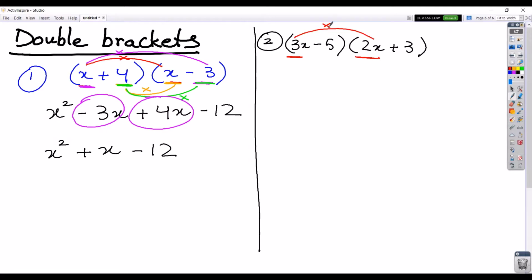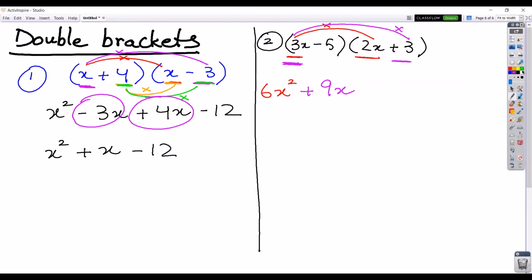To multiply them together, 3x times 2x, we're going to multiply the numbers and then the variables. So 3 times 2 is 6, x times x makes x squared. Now we're going to do the first term with the second term of the second bracket. So the first term of the first bracket times the second term of the second bracket. When you multiply them together, you'll get 3x times 3, which makes plus 9x.